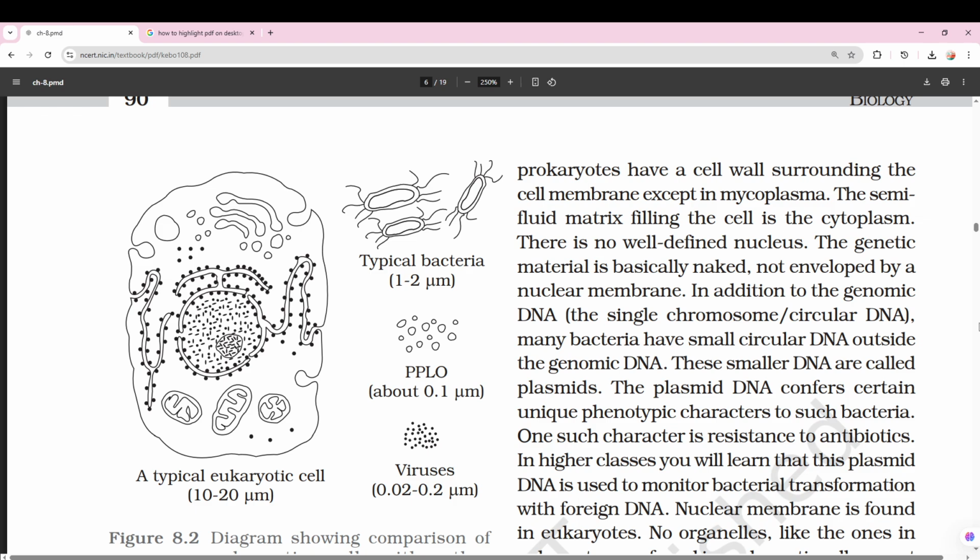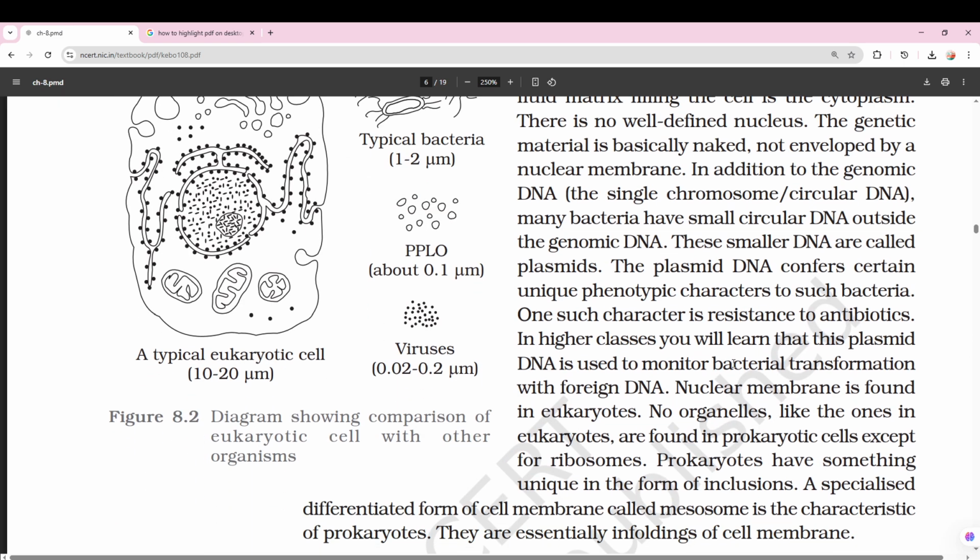In addition to the genomic DNA, the single chromosome or circular DNA, many bacteria have small circular DNA outside the genomic DNA. These smaller DNA are called plasmids. The plasmid DNA confers certain unique phenotypic characters to such bacteria. One such character is resistance to antibiotics.